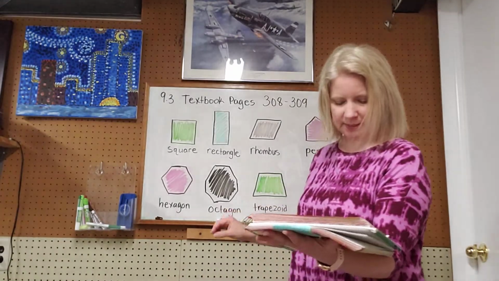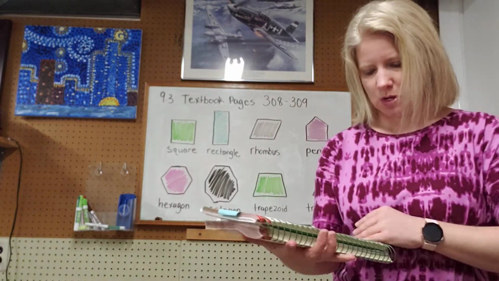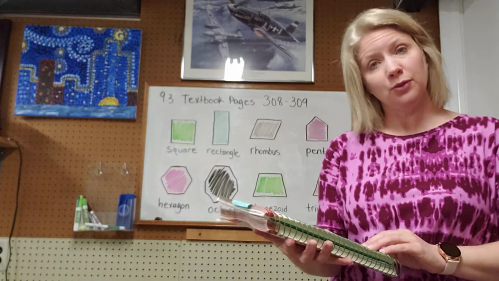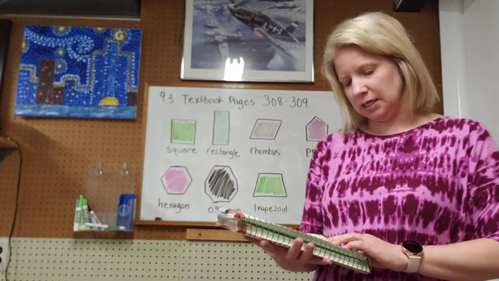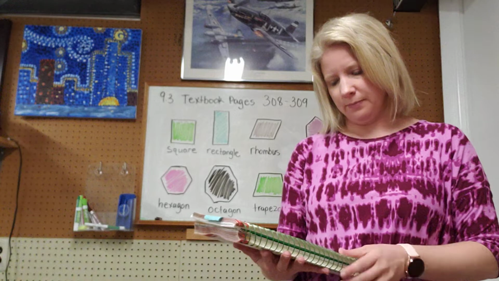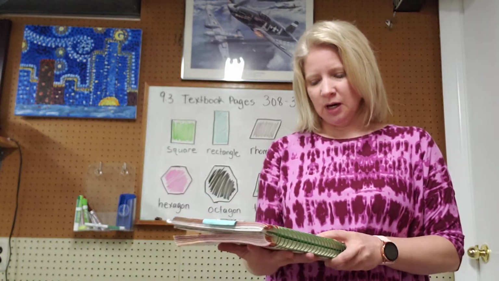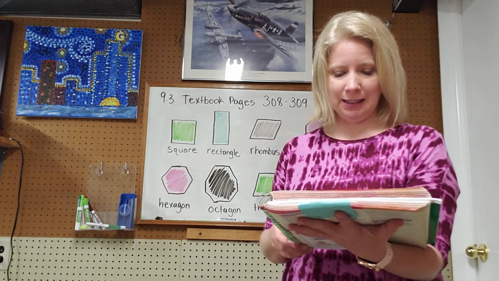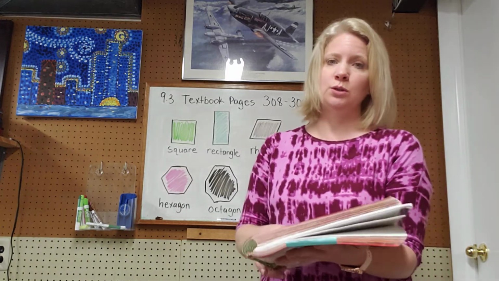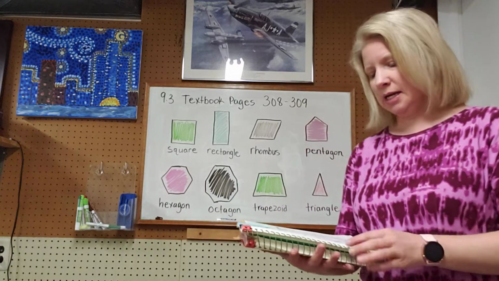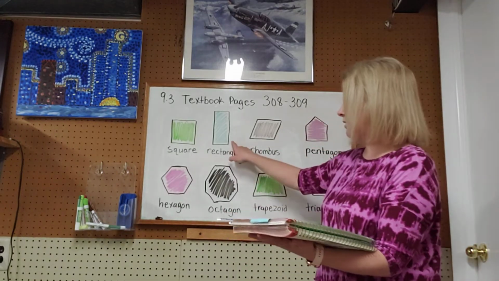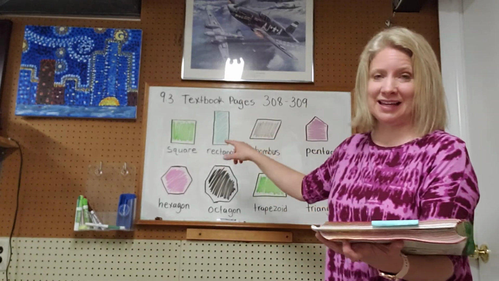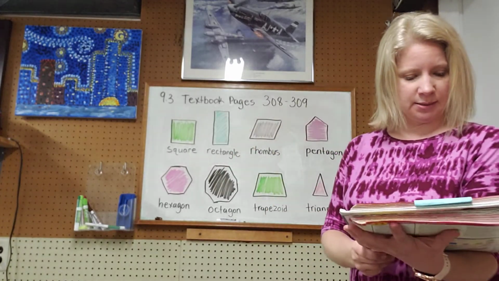So let's look at some examples in our textbook. If you turn to page 309. Let's skip down to number 4. Is each figure a polygon? Now remember our definition. Let's go back to it. A polygon is any closed flat figure. Is number 4 a rectangle, a polygon? Remember, all of these are polygons. So yes, a rectangle is a polygon.